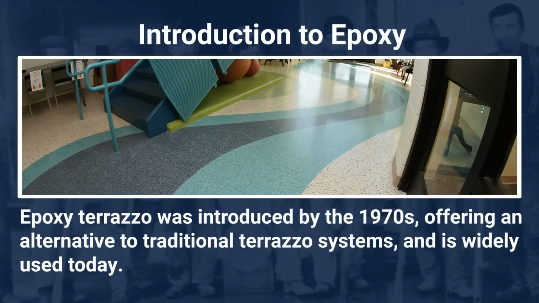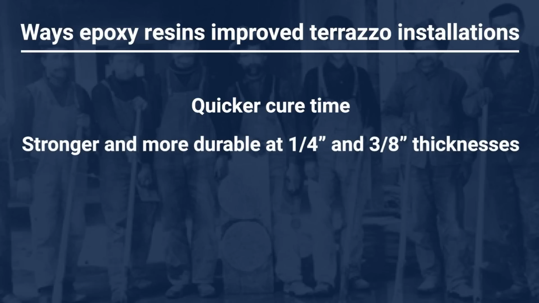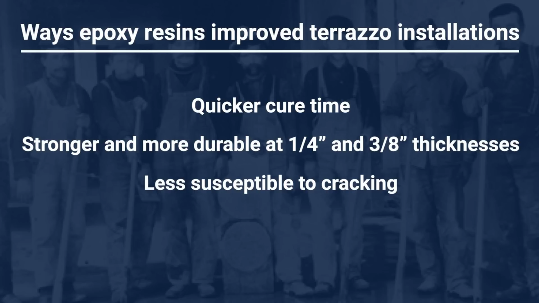In the 1970s, epoxy resins were introduced, offering an alternative to traditional cementitious terrazzo. It was a game changer for the industry. Epoxy terrazzo is quicker to cure than cementitious terrazzo systems. Even though it is thinner, it is generally stronger and more durable, and less prone to cracking than cementitious systems as well. Today, they can last up to 75 years on average.